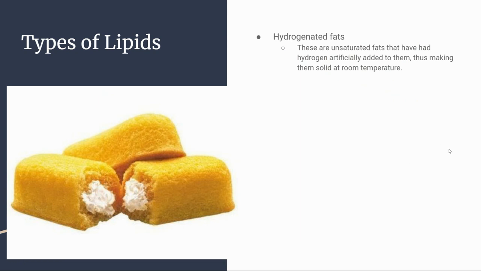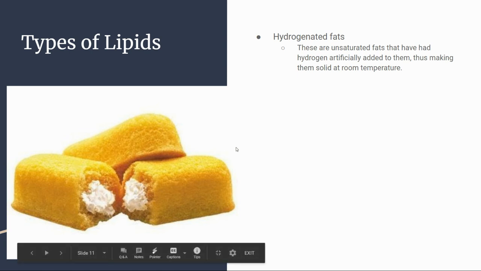Hydrogenated fats are unsaturated fats that have had hydrogen artificially added to them, thus making them solid at room temperature. The cream filling of a Twinkie is a great example of a hydrogenated fat.